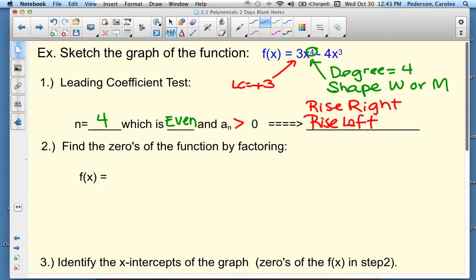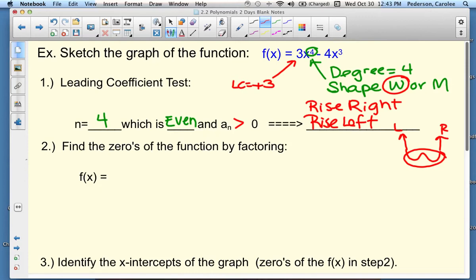So think about that like a quadratic function. Even, leading coefficient positive, opens up. So we know now the shape of this graph is going to be a W. It's going to look something like this. It's going to rise on the right and left. So here's our left, here's our right, and then something's going to happen here. I'm not sure what exactly this is going to look like.